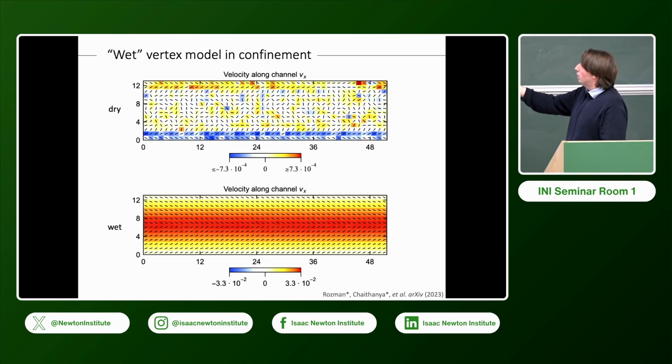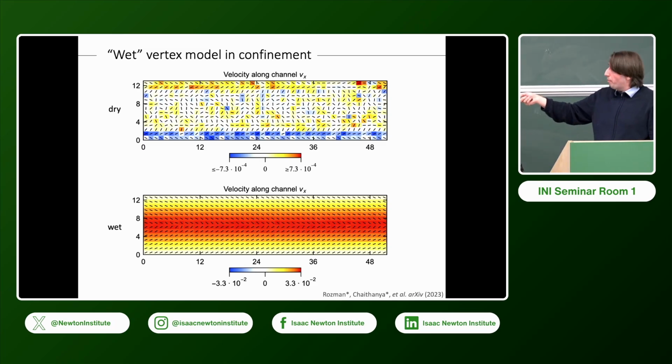And also you can just plot how the average velocity in the channel looks. For the dry model, it's essentially chaos, as you would expect. And for the wet model, you get the usual velocity profile, which looks roughly like Poiseuille flow going down the channel. And superimposed are the average nematic directors.